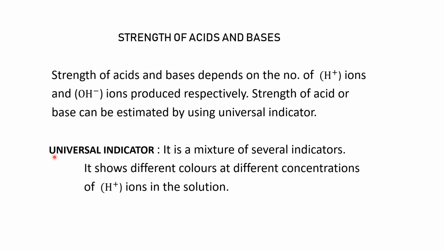Now let us see what a universal indicator is. It is a mixture of several indicators that I discussed in the very first class on indicators. So it shows different colors at different concentrations of hydrogen ion in the solution. I explained in the second class on indicators that universal indicators can show various kinds of color change. What the color changes are and how they relate to the concentration of H+ and OH- ions, we are going to discuss in the next class.